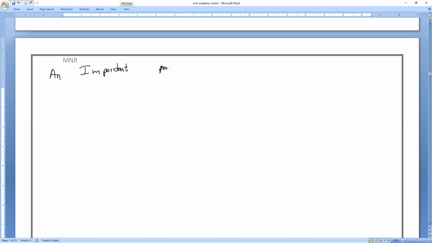An important property of buoyancy. So this is the most important thing. We are going to make the formula for buoyancy force. So let us see, all of you.